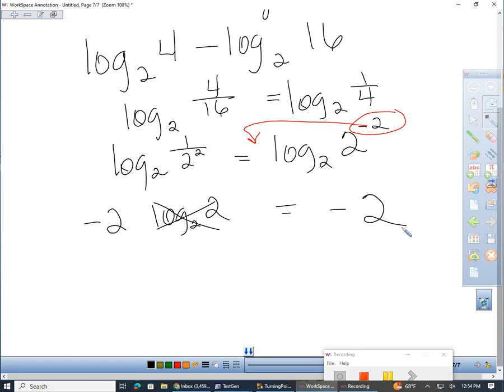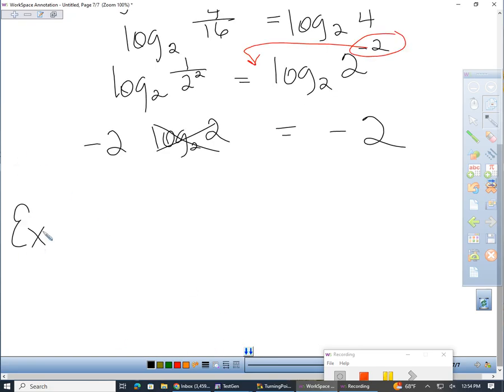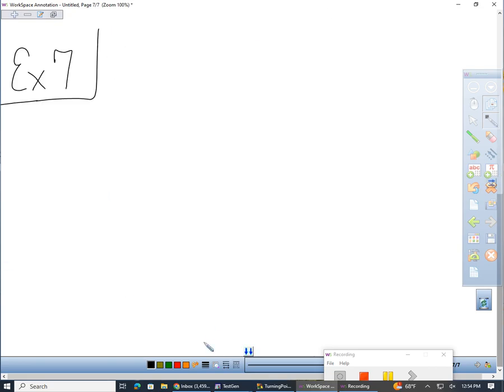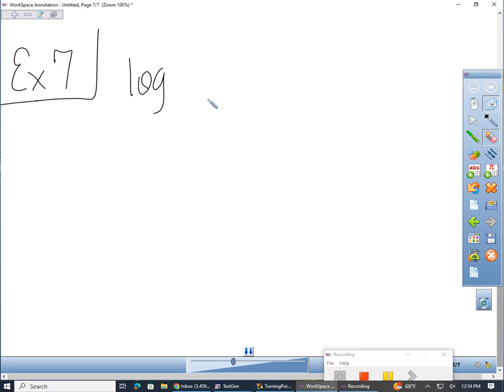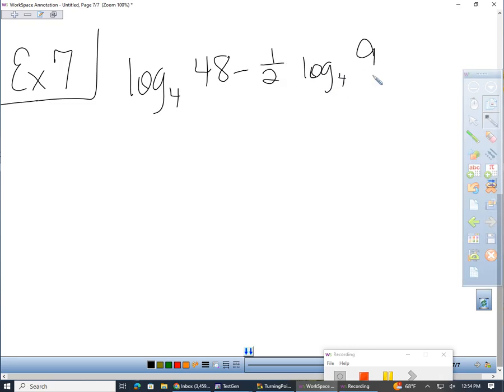Okay. You won't forget it. You'd be surprised. Let's do one more. This is the last one. Example 7. This last one, same section. Let's do this. Log base 4, my bad. Log base 4 of 48 minus 1/2 log base 4 of 9.